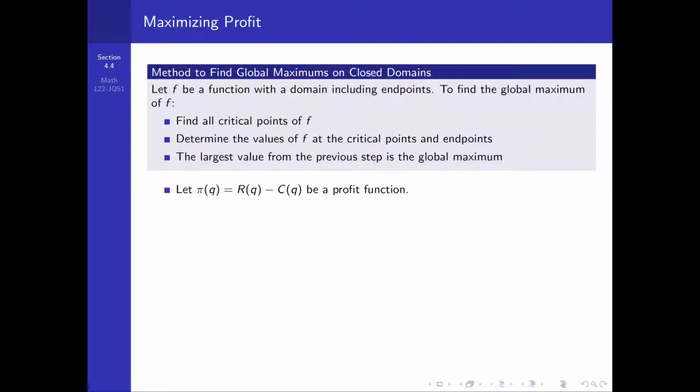Okay, so let's take this idea and see if we can apply it to profit functions in particular and see if anything interesting pops out. So remember that the profit function, which we denote pi of q, is equal to the revenue minus the cost. And let's say we want to maximize this function. So if we take the first derivative of the profit function, then we end up with marginal profit, and marginal profit is just equal to the marginal revenue minus the marginal cost.